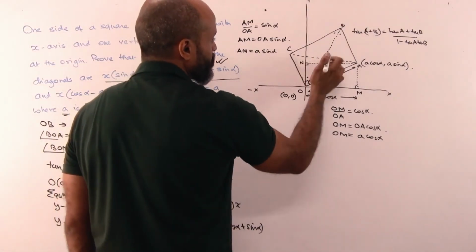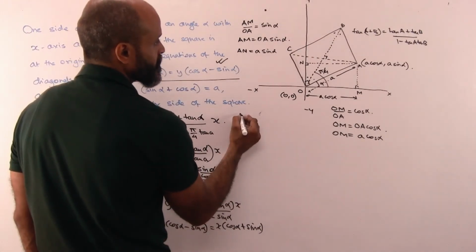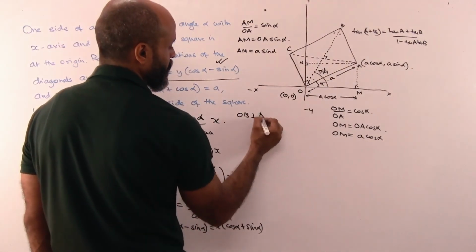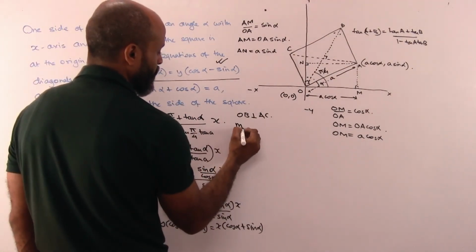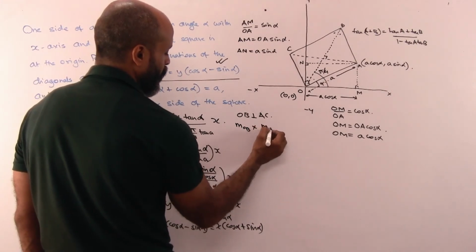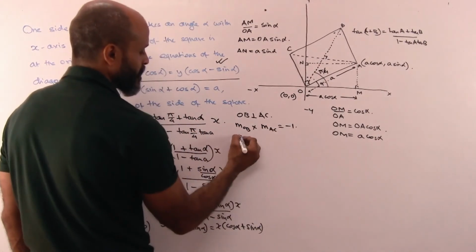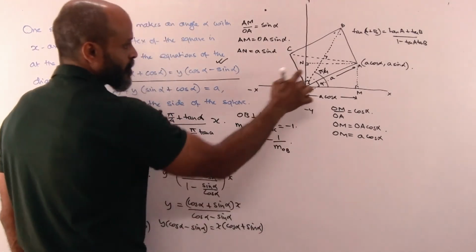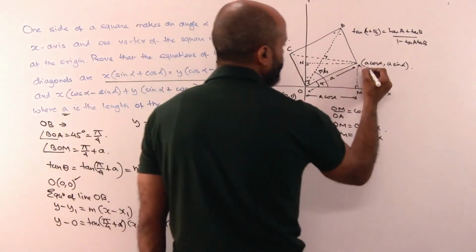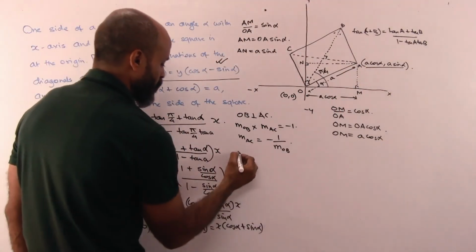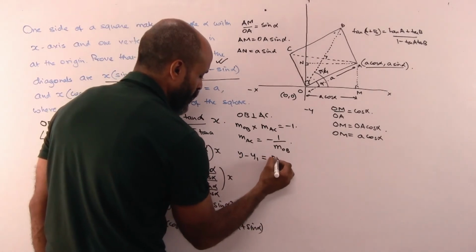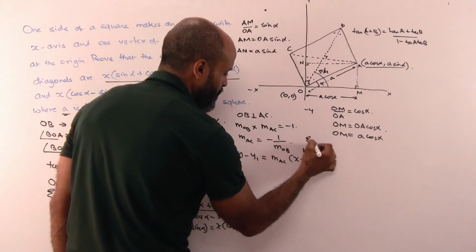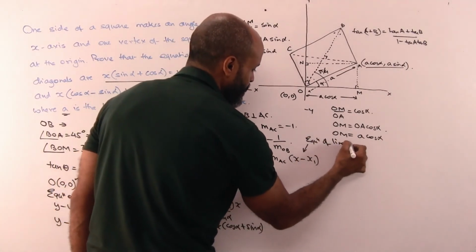See, we know that the diagonals are perpendicular to each other. So OB will be perpendicular to AC. So slope of OB into slope of AC will be equal to -1. So slope of AC will be -1 upon slope of OB. So now in case of AC, we know that one of the points is this. So again putting y minus y1 is equal to m of AC into x minus x1. This is basically the equation of line AC.